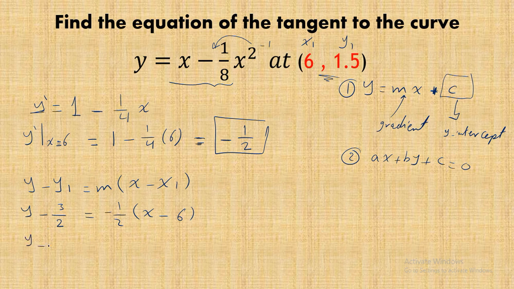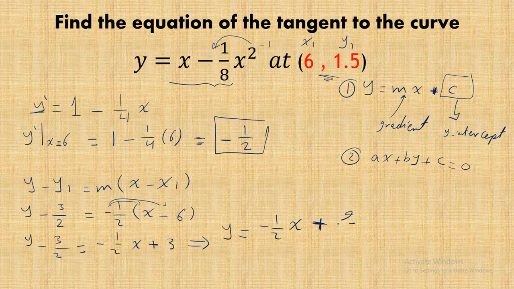Here it's y minus 3 over 2 equals, expand the bracket, it will be negative 1 over 2x plus 3. We'll let y in one side and move all the other part to the other side. It will be negative 1 over 2x plus 9 over 2. Here 3 plus 3 over 2 equals 9 over 2. And this is the equation of the tangent.